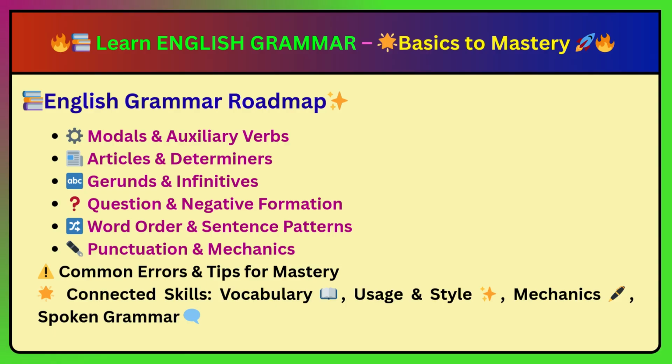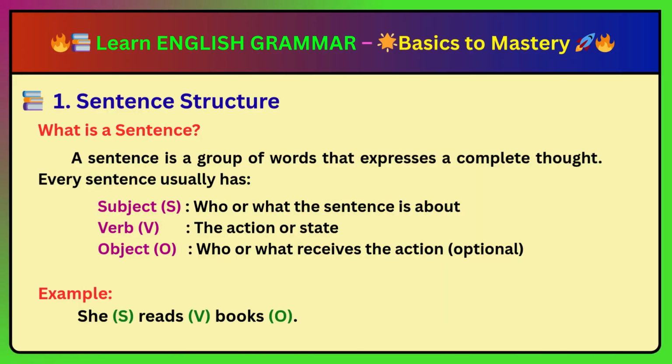In this lesson, we will start with sentence structure. Let's begin by learning what a sentence is and how it is formed. What is a sentence? A sentence is a group of words that gives a complete thought. It tells us something clearly. Most sentences have three main parts: subject, verb, and object. Let's look at each one.